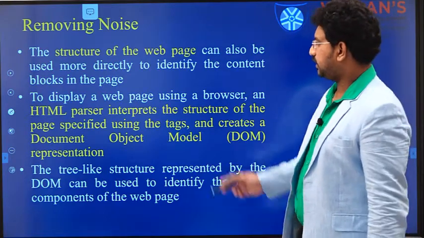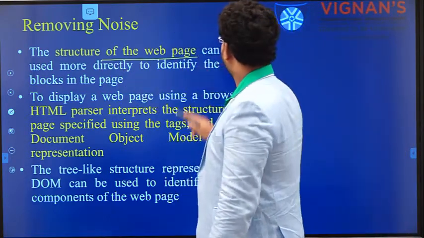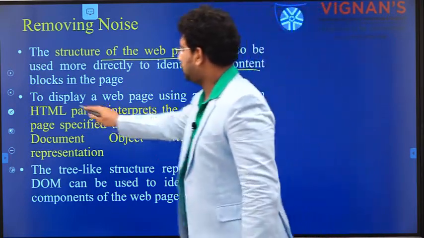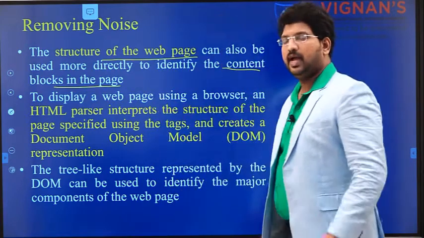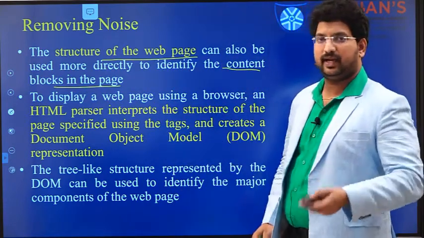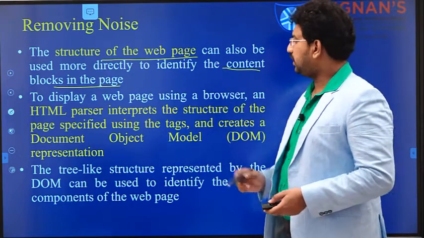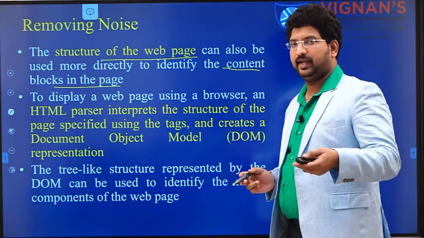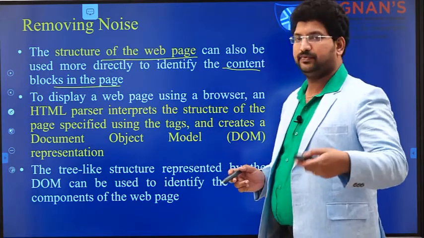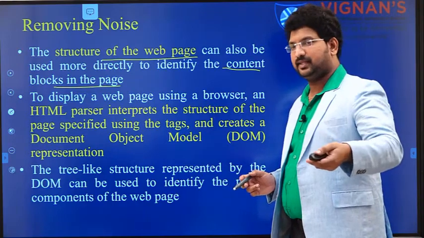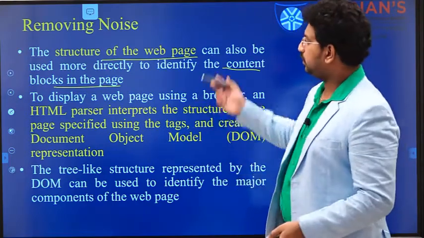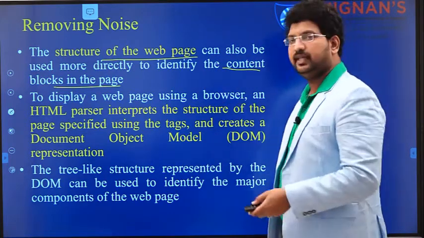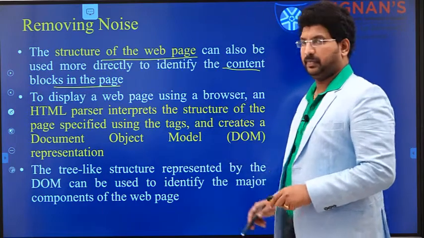That one more technique is that the structure of the web page can also be used more directly to identify the content blocks in the page. So you also have the chance to identify the content blocks using the structure of the web page. Here these are the two main techniques. We identify the contents where there are fewer HTML tags, and you can also use the structure of the web page more directly to identify the content blocks in the web page.